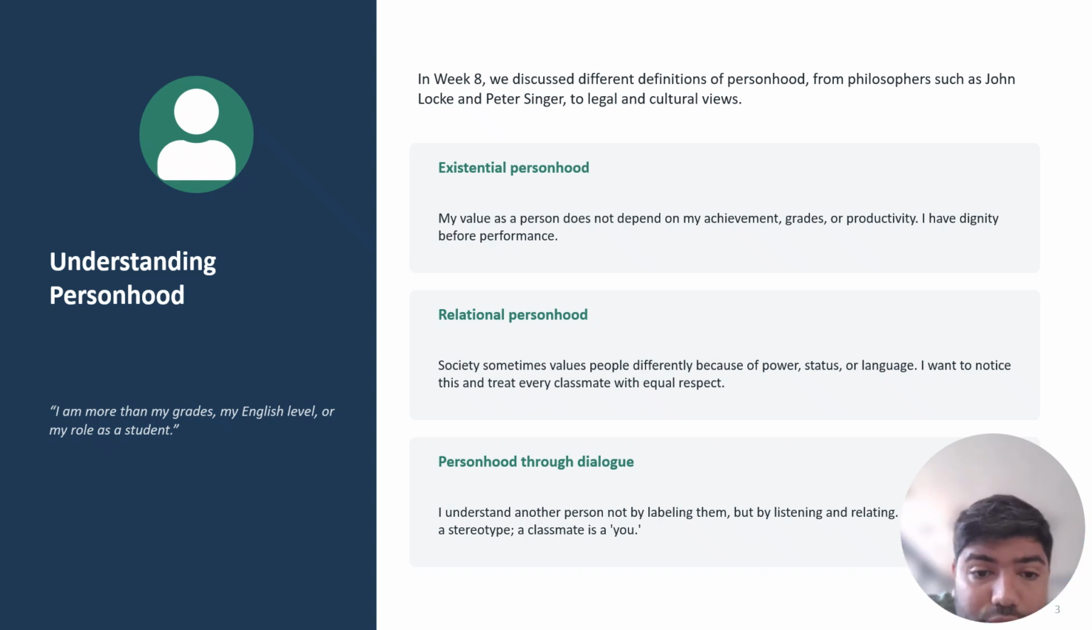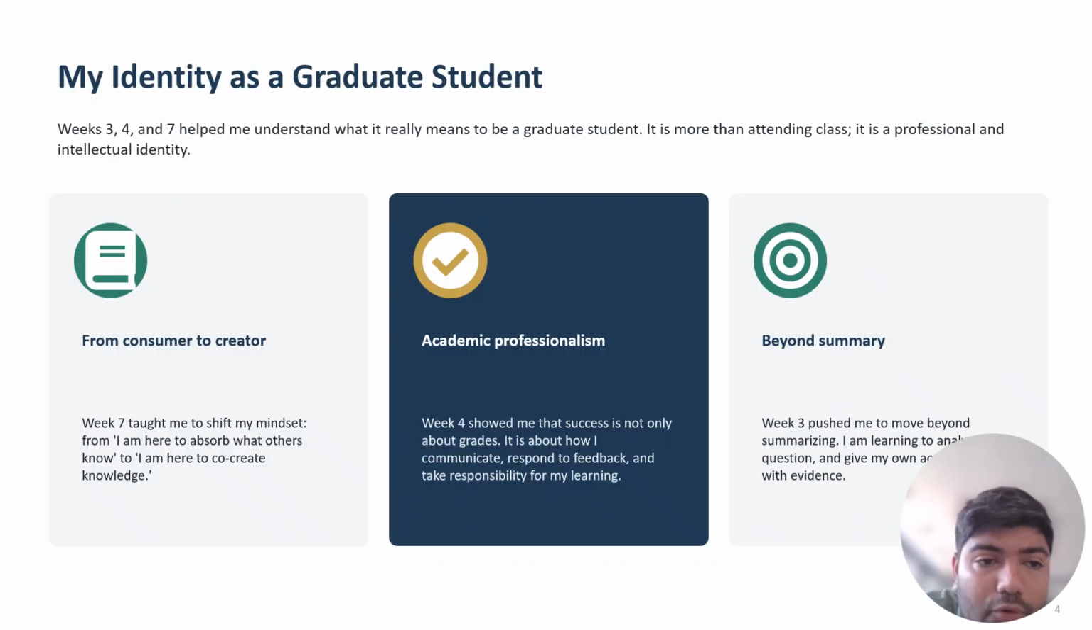In personhood, society sometimes values people differently because of power, status, or language, that type of thing. I want to notice this and treat every classmate with equal respect. The next important idea is my identity as a graduate student. We always think about what our identity as a graduate student is, what type of personality.